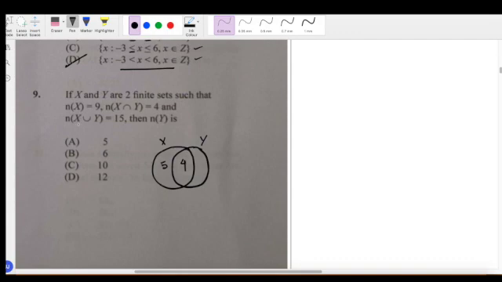And the number of elements in X union Y is 15. So the whole thing has 15 in it. So if this has 9 and this has 4, well then it'll just be 15 minus 9, which is 6.